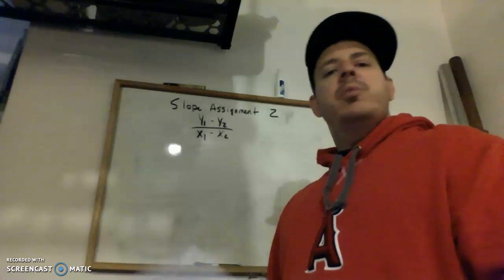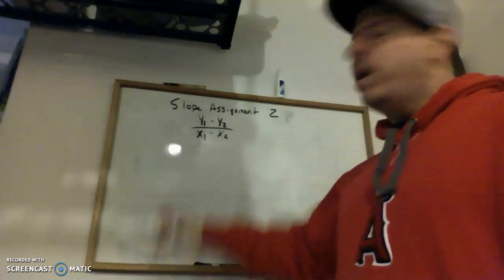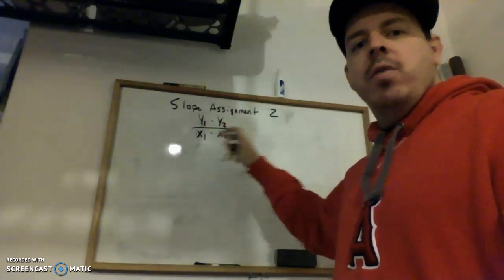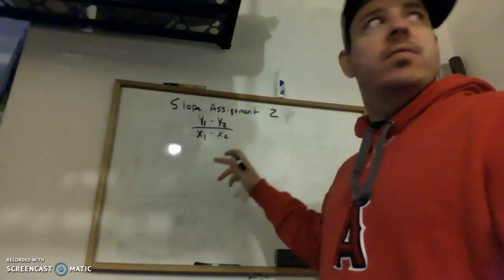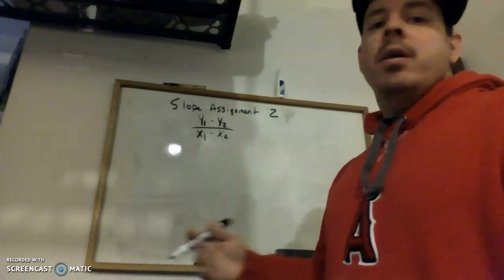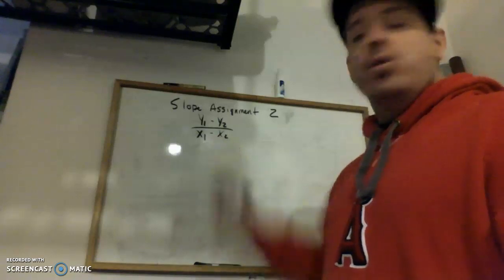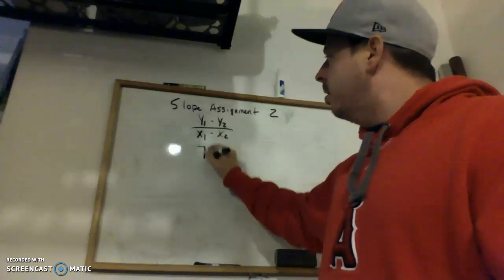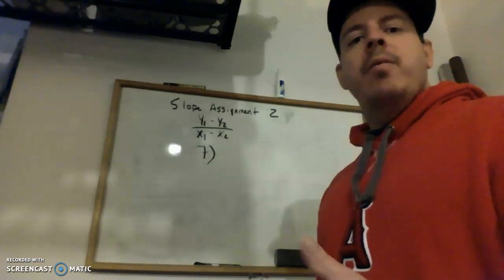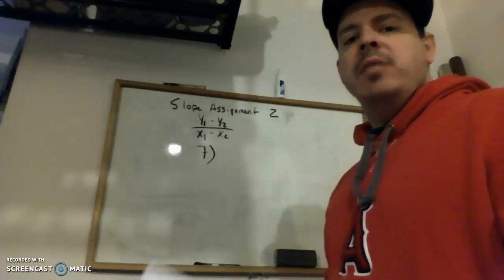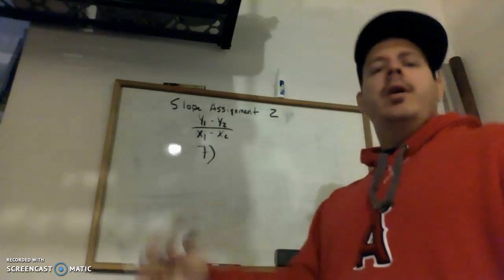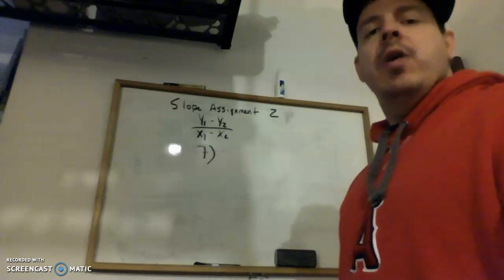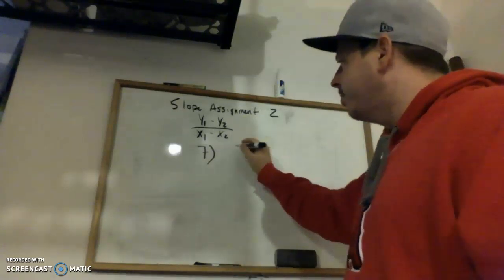This will be for slope assignment 2. Once again, we have our y1 minus y2 over x1 minus x2. All right. I'm going to do problem 7 right here. I want to show you an example of back-to-back negatives. So when you're doing this at home, you guys can do it. You'll see where I'm coming from.